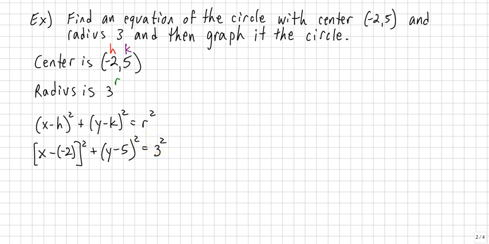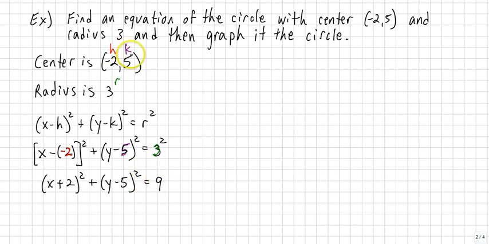So we plug in our h, there's our h. We plug in k, there's k, and then we plug in the radius right there. So they just get dropped in right where h, k, and r are located in the equation, and then we simplify. So it ends up being x plus 2 quantity squared plus y minus 5 quantity squared equals 9.